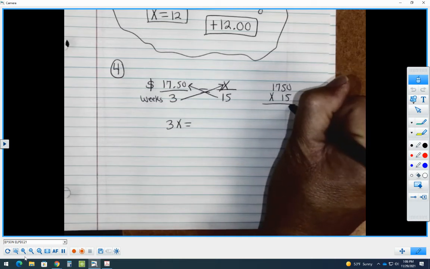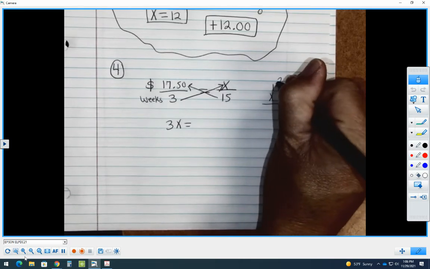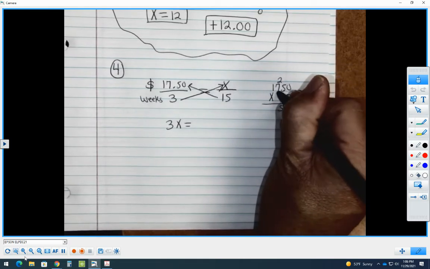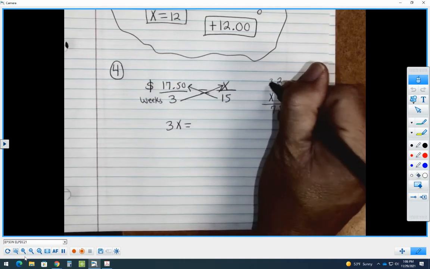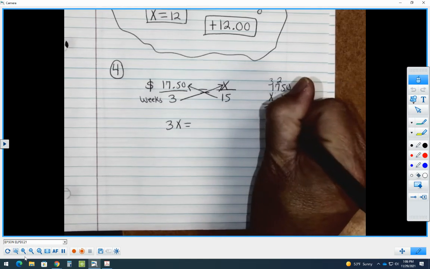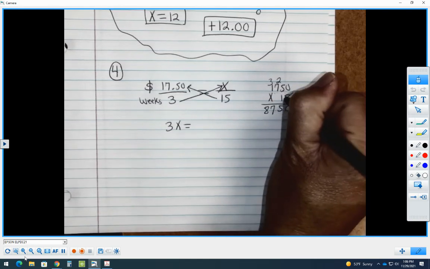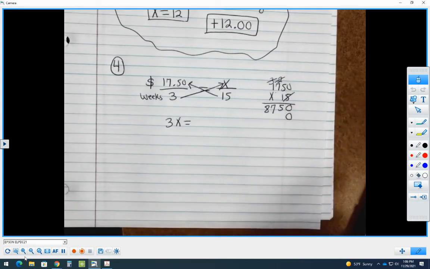5 times 0 would be 0. 5 times 5 would be 25. Then I'm going to regroup the 2. 5 times 7 is 35 plus 2 is 37. 5 times 1 is 5 plus 3 is 8. Cross it out and put a 0. And cross out these two also because those were part of the regrouping with dealing with the 5.